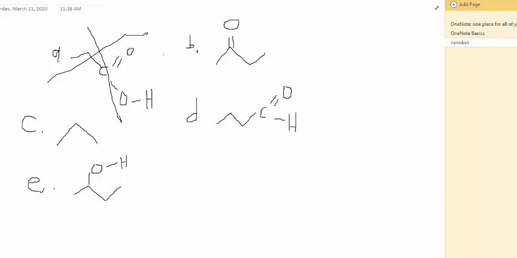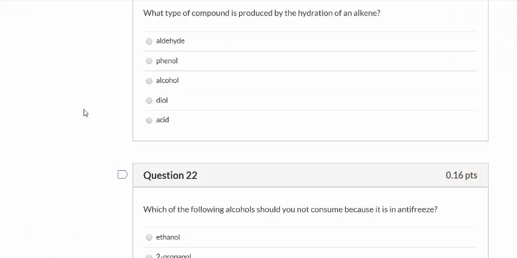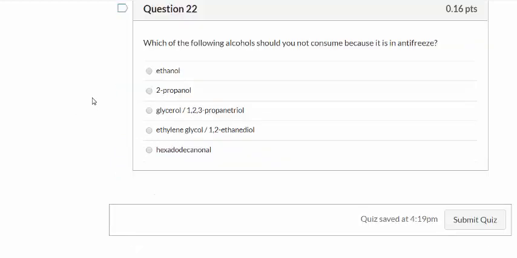I'm gonna draw it. It would look something like this. A carbon single bonded to an oxygen, single bonded to a hydrogen. What functional group is this? What family of molecules would this be in? You figure it out. And that brings us to our last question.